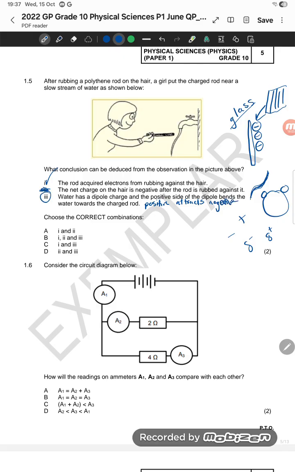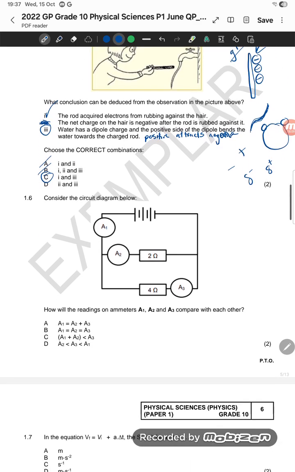So 1 and 3. Where have we got 1 and 3? There we go. I like it.